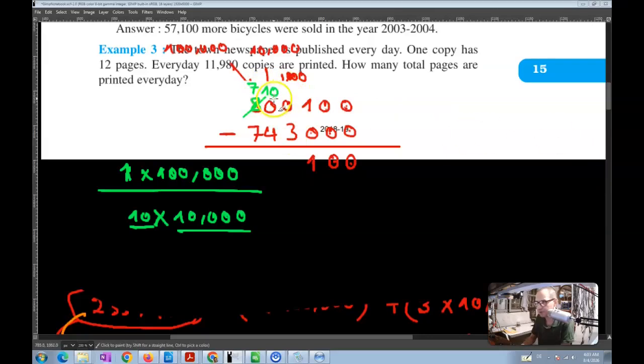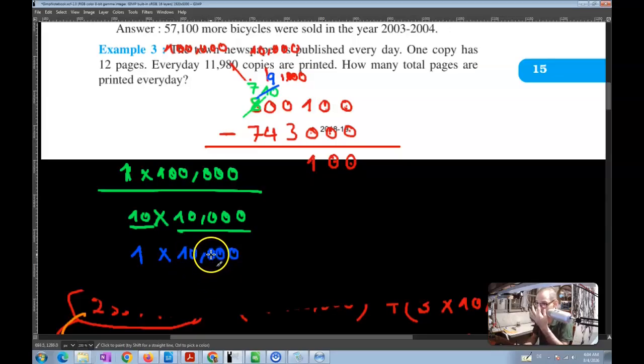Now I can borrow this from the 10,000s place value. So these 10 groups of 10,000, I will keep 9 of them, and one of them I will break up, right? So now over here I have one group of 10,000, and I can do whatever I want to do with this.